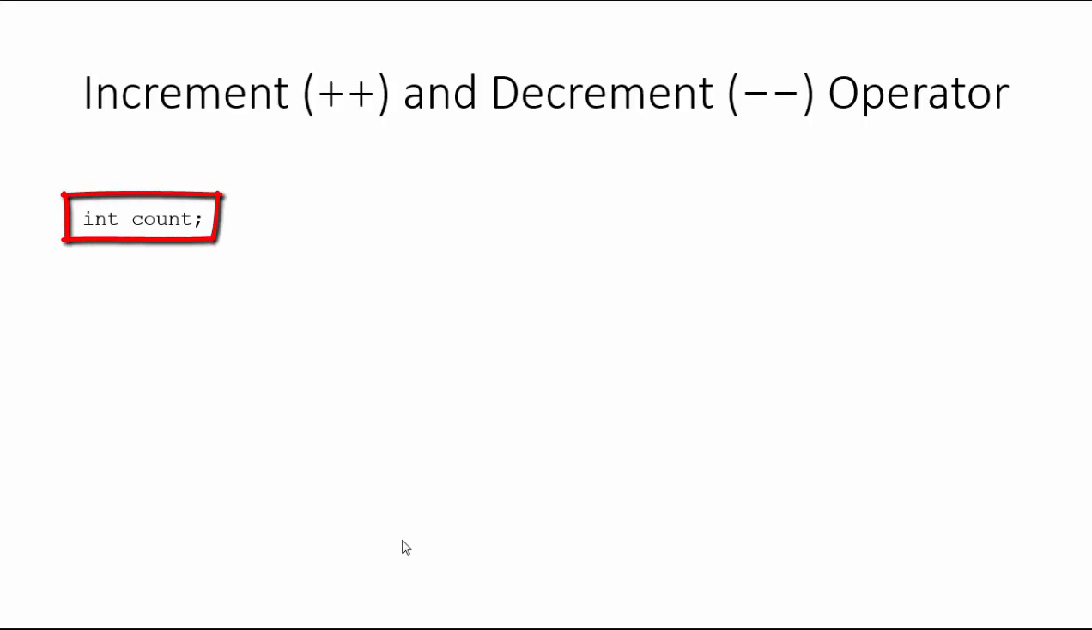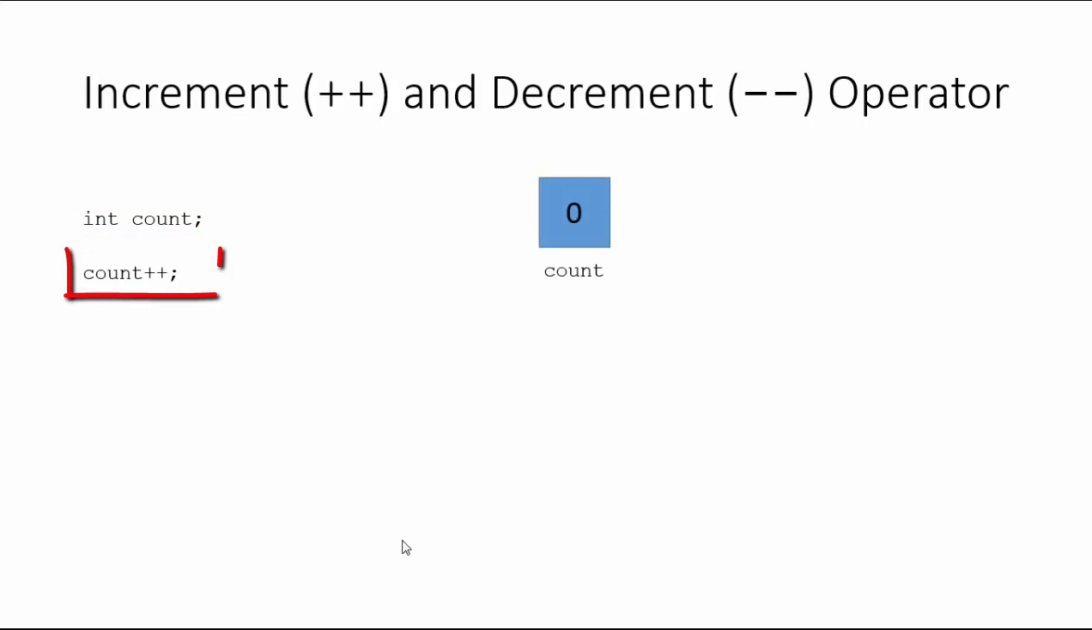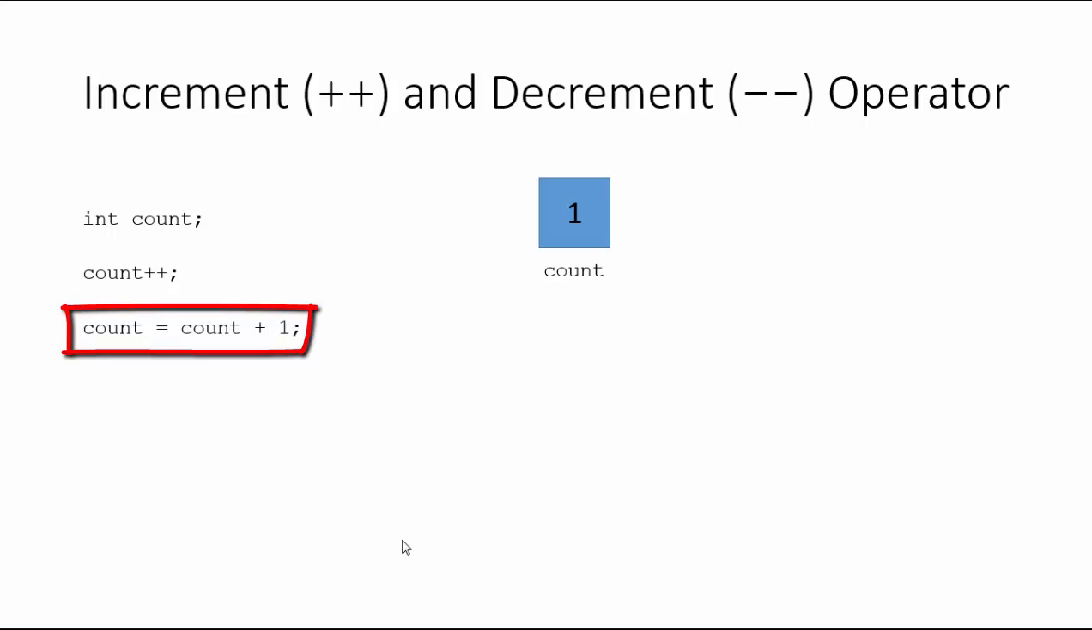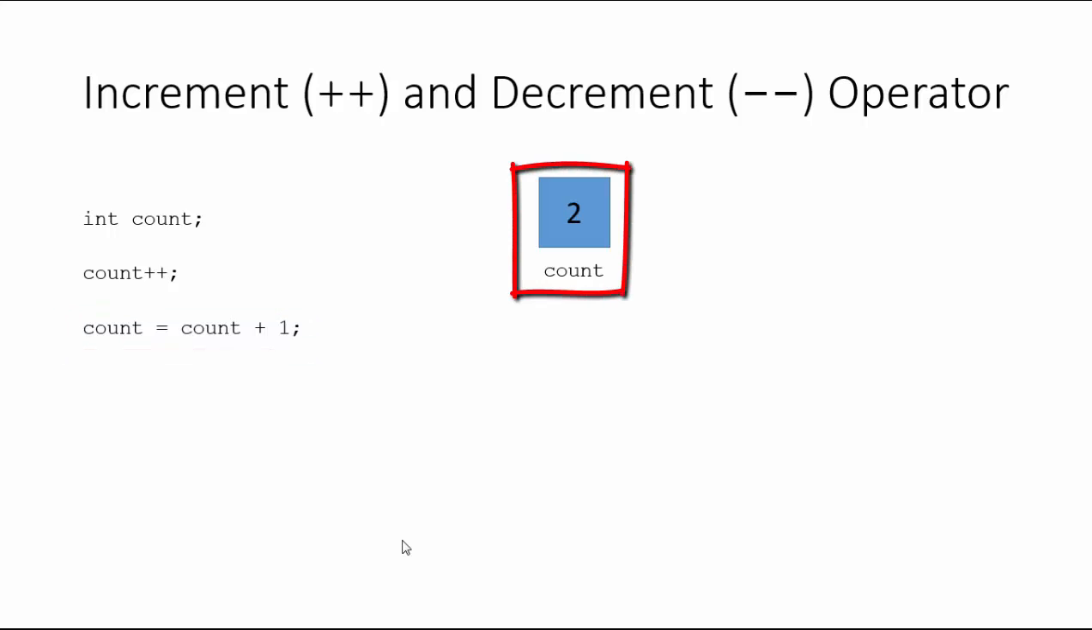This statement creates an int variable count with the default value of 0. This statement adds 1 to the value of count. So now count contains the value 1. So it adds 1 to count and puts the value back into the variable. This statement is equivalent to the increment operator. 1 is added to count and then assigned back into the variable count. So now count contains 2.